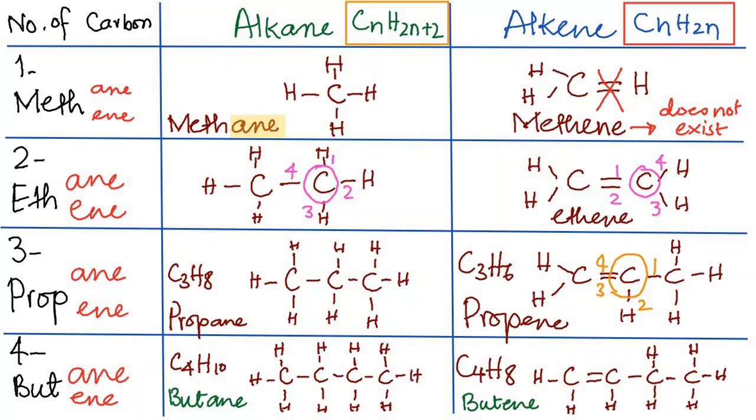in the molecule called butene. Now completing the molecular formula for methane, it is CH4. The molecular formula for ethane is C2H6. The name of this compound is ethane. While we have ethene, molecular formula is C2H4.